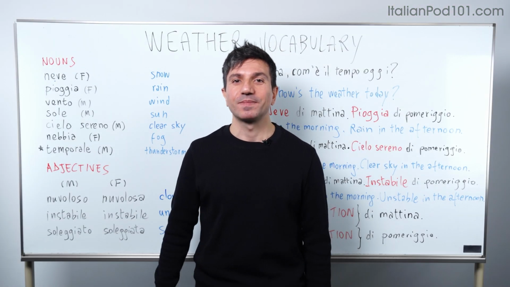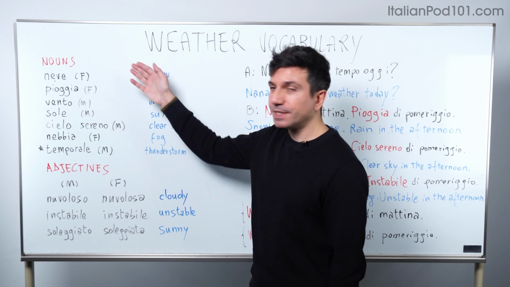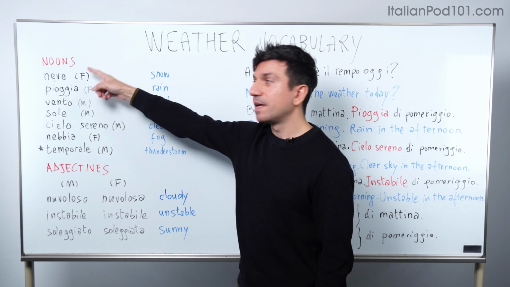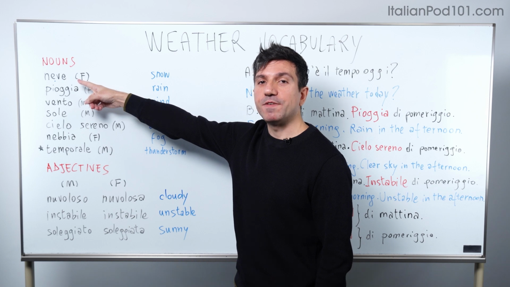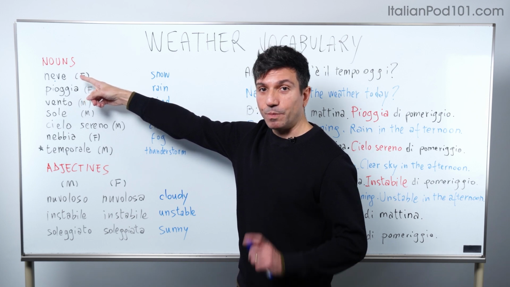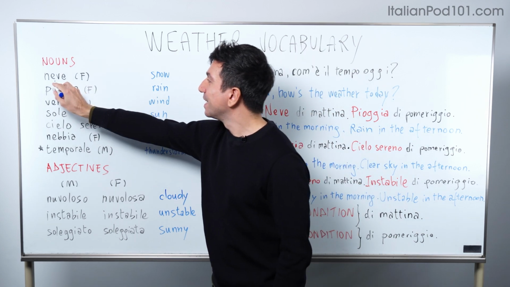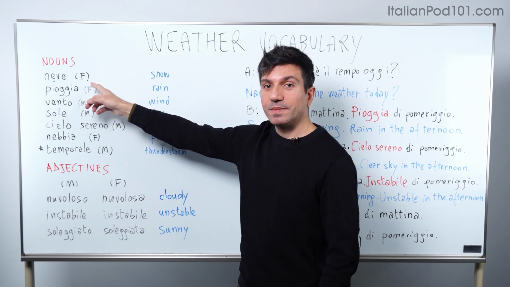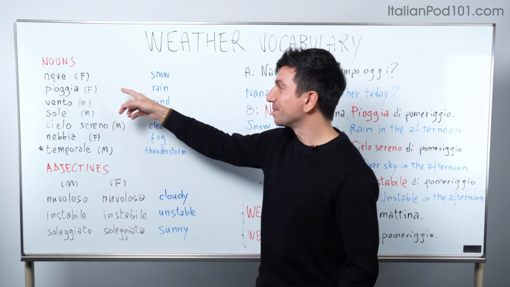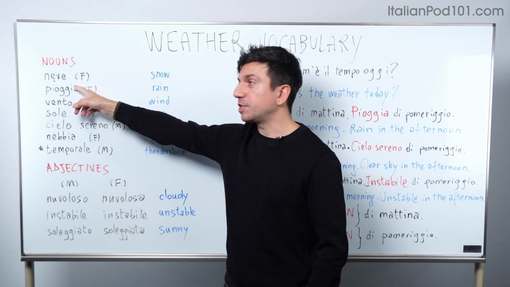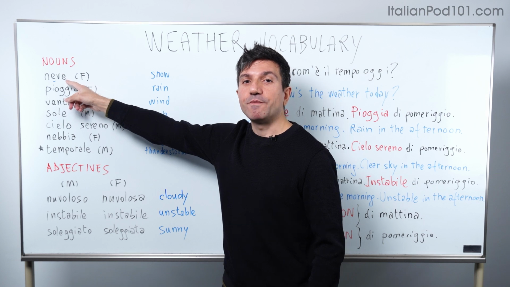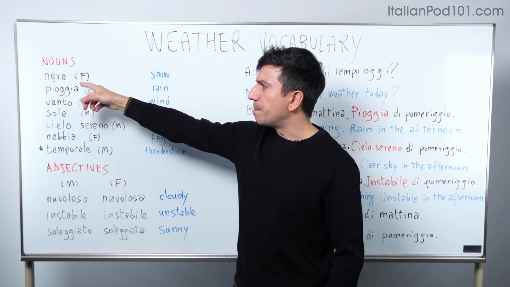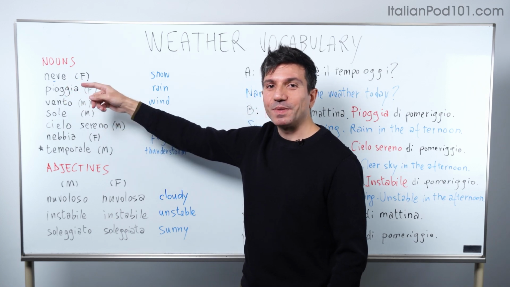Okay, let's get started. We have two kinds of words, nouns or adjectives. I'd like to start with nouns. The first is neve. Put attention on the accent on the first E. Neve is a female noun, and neve means snow. Pay attention to this pronunciation, ve. Ve is like Venezia, Venice, ve. Maybe we can find it in another word.